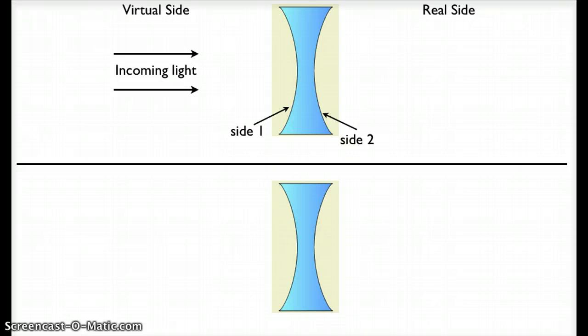We also define side 1 of the lens as the side the light will hit first, and side 2 as the side that light will hit second. So the left side is side 1, the right side is side 2 in this diagram.